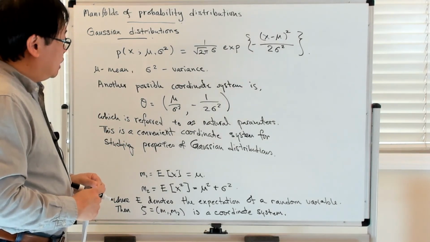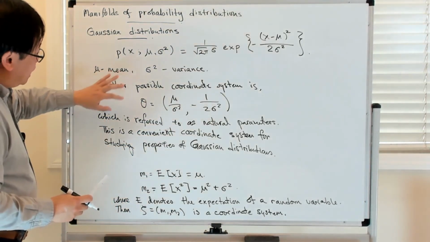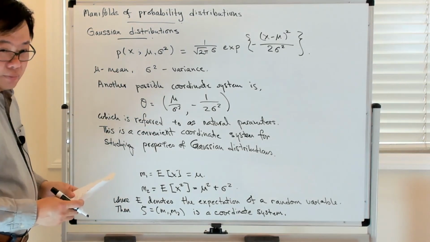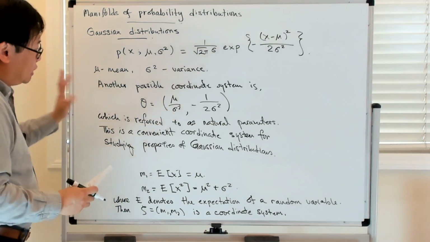All right, so let me just stop here for now, and then we'll look at a few more examples of manifolds of probability distributions. Okay, so let me just stop here for now.